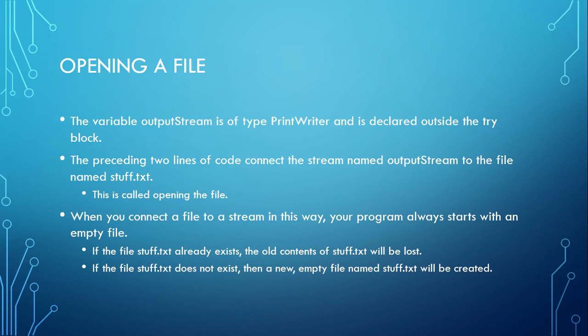If the file stuff.txt does not exist, then a new empty file named stuff.txt will be created. So this is how you can go about and create your text file, and you don't have to worry about, oh, did I overwrite it? It's kind of like when we run a program in the console and we can clear out the console. It's kind of the same idea here. We're overwriting the text file. Whatever the previous version was, it doesn't matter. We're just overwriting it.